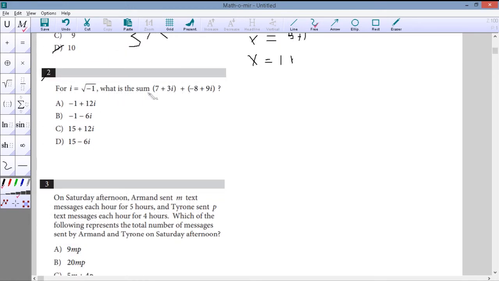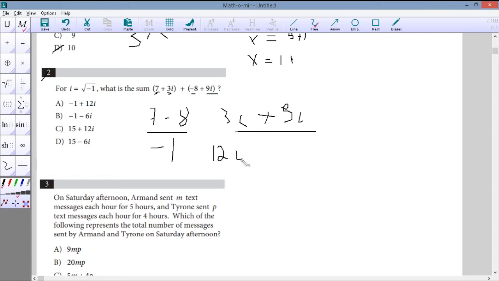4. What's the sum of this with this? For this, you need to separate real and complex. 7 real, complex plus complex minus 1. Answer.